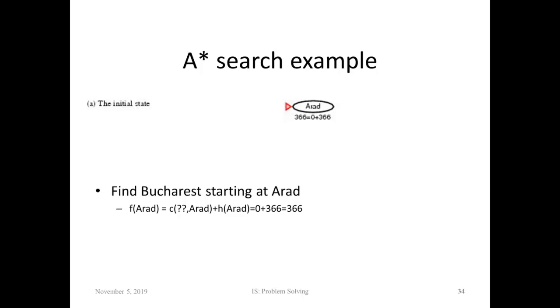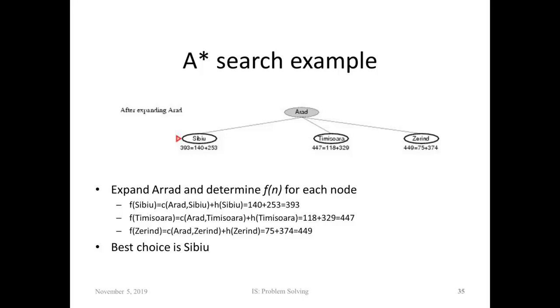We start again with Arad. That's the initial state. And we know the distance that we have already traveled to get to Arad. As this is an initial state, it's 0 because we haven't traveled yet at all. So the F value for Arad is simply 0 for the travel distance plus the estimated distance to the goal via the straight line distance. And that is just the 366 itself. So now let's look at the possible successors and let's calculate the values.